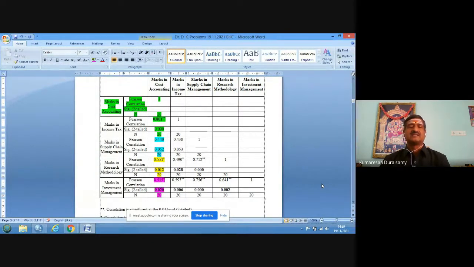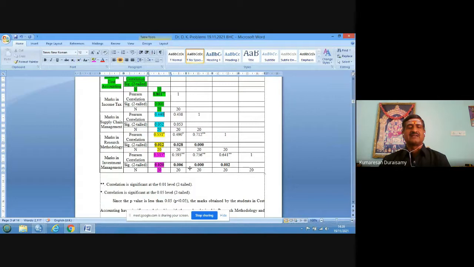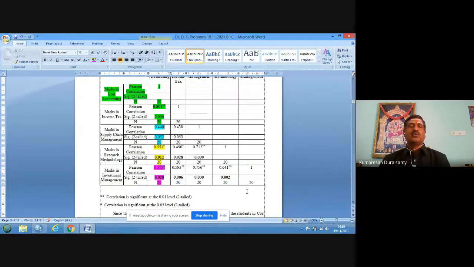Look at this. There are 2 stars here, and there is no star here. There is 1 star here. Here is also 1 star. No star means they are not correlated. 1 star means they are correlated significantly at 5%. 2 stars means they are significantly correlated at a 1% level.